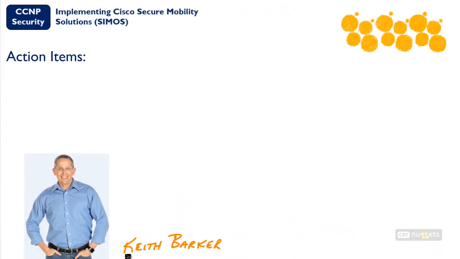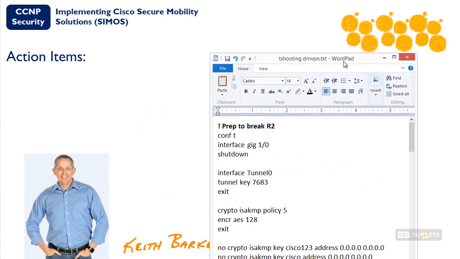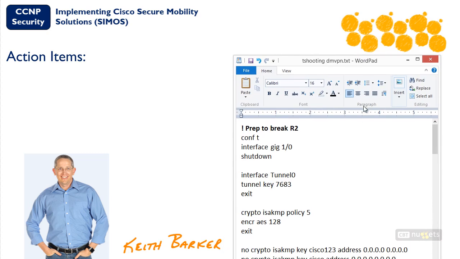I have had a great time troubleshooting with you in this video. Here's what I'd like you to do. I would like you to lab this up and practice with it. Now, what I've done is I've created a document called troubleshootingdmvpn.txt. I've included it with the Nugget Lab files for this course, and it has several things in it. Number one, if you've gone through the previous two videos with me where you've built DMVPN and you added IPsec on top of it, first of all, congratulations. You're awesome. Way to go.